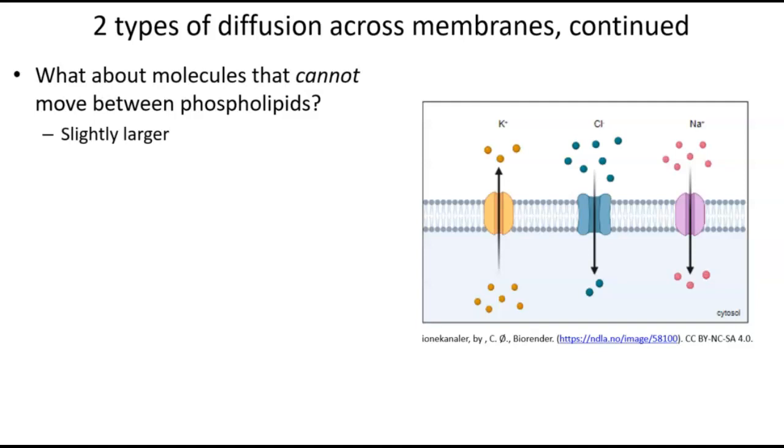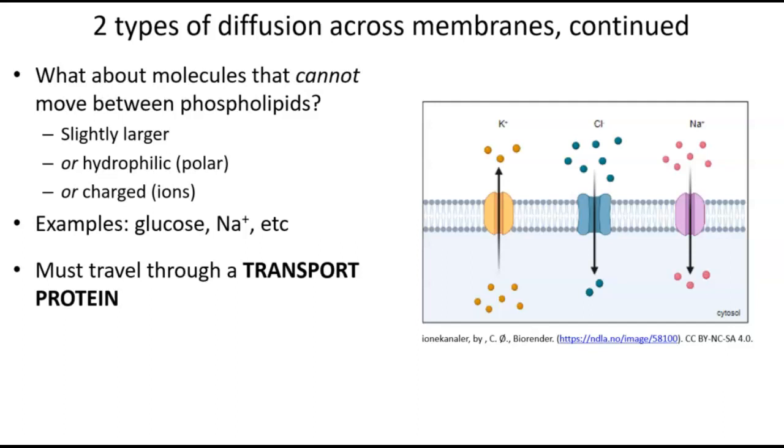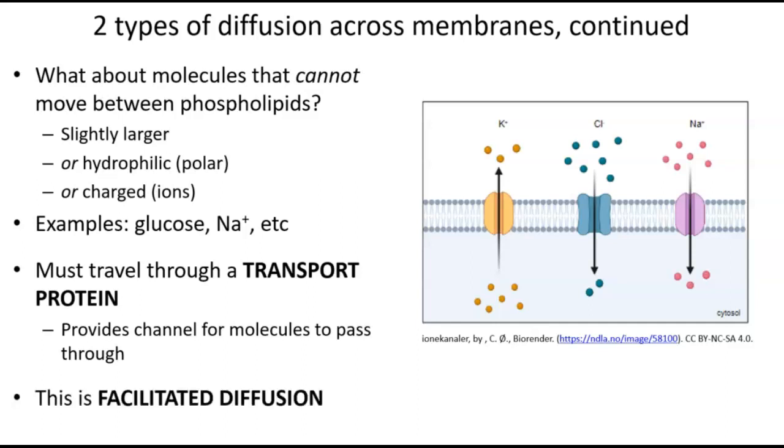But what if a molecule cannot move between the phospholipids? Maybe it's a little bit larger, or maybe it's hydrophilic and polar, or maybe it's charged, maybe it's an ion. Some examples of these would be glucose, which is kind of large, or a sodium ion, which is charged. In order for these molecules to get across the membrane, they have to move through a transport protein. This provides a channel for the molecule to pass through. And these transport proteins are highly specific. Each one allows just one type of molecule to pass across the membrane. So for example, the channel protein that allows glucose to pass would allow only glucose to pass. Sodium could not pass through it. Sodium would need its own specific transport protein. Now this process is known as facilitated diffusion because it's being facilitated or made possible by the protein.